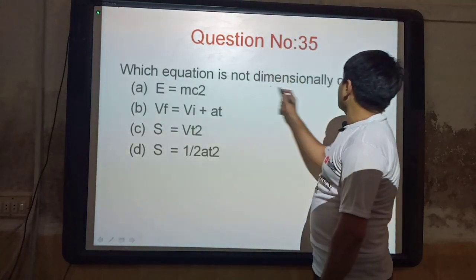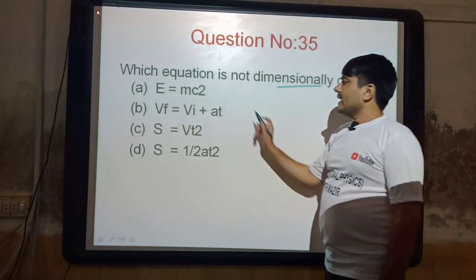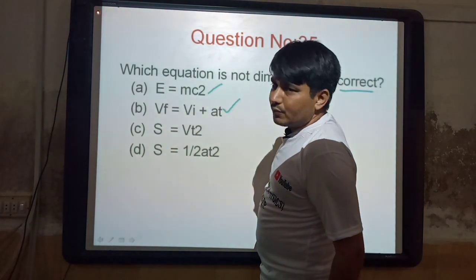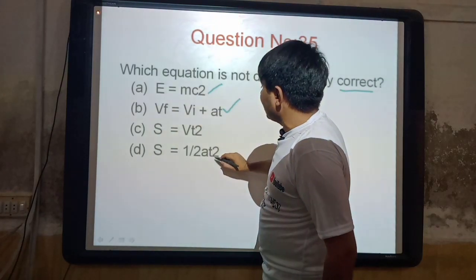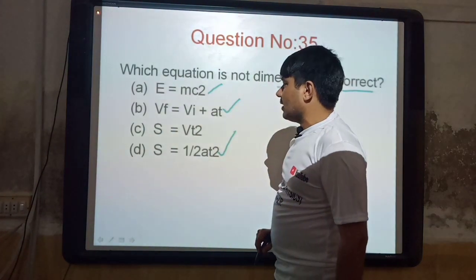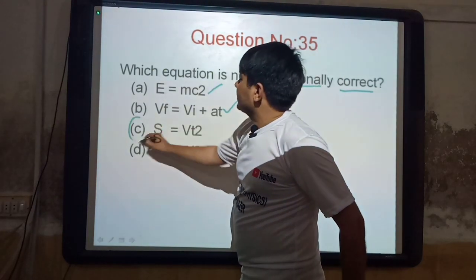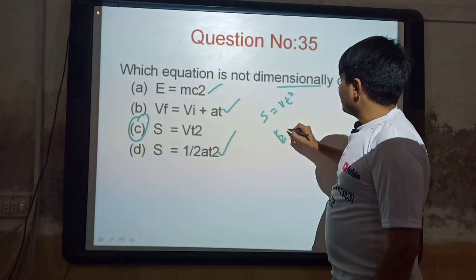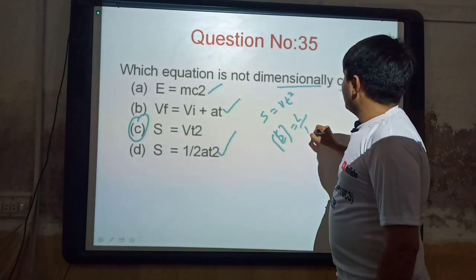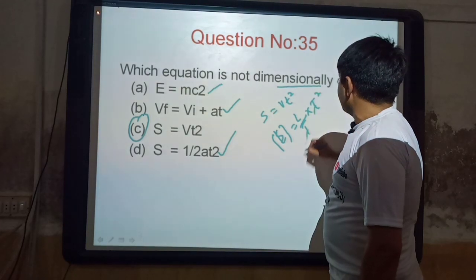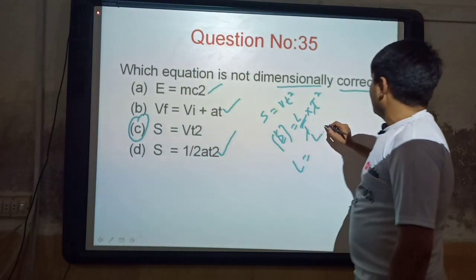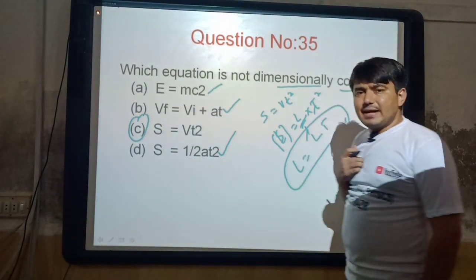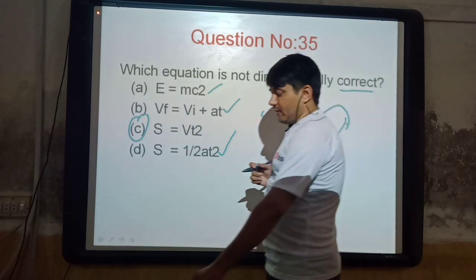Which equation is not dimensionally correct? A is equal to, it's correct. VF is equal to VR plus AT, it is also correct. S is equal to half AT square is also correct. So the correct option is S is equal to VT square. S is L over T into T square, one T cancels, L is L T. So this equation is not dimensionally correct. Another question for you.